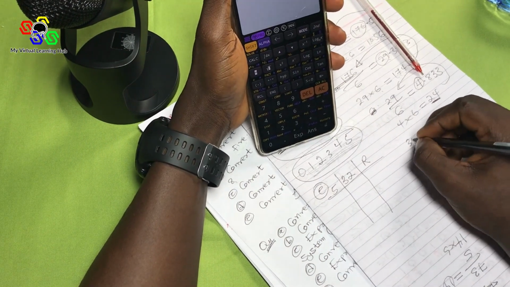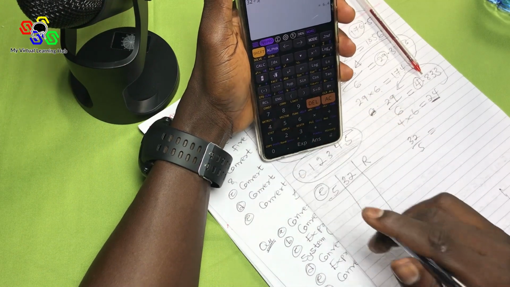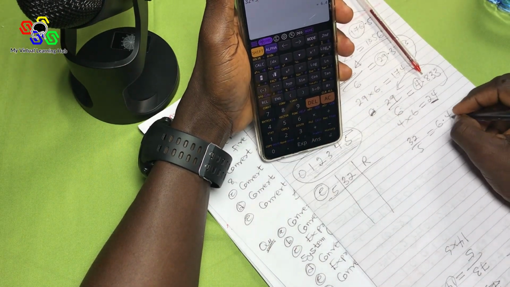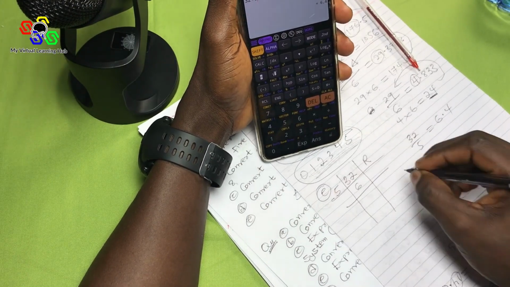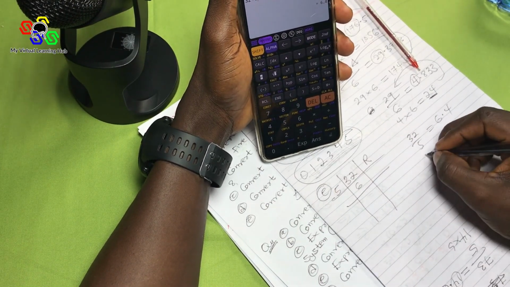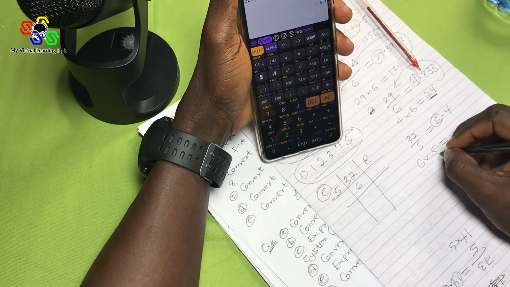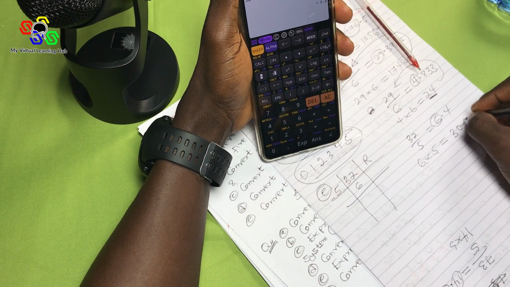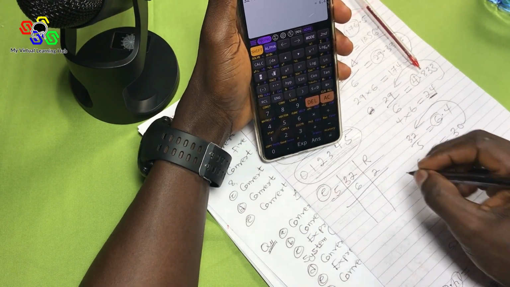So you say 32 divided by 5. Let's go. 32 divided by 5 will give us 6.4. So it means 5 will go into 32, 6. Remainder what? The remainder is obtained by using the 6 to multiply the 5. 6 times 5 is 30. Now we take 30 from 32, and that will give us 2.